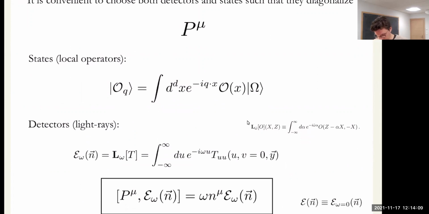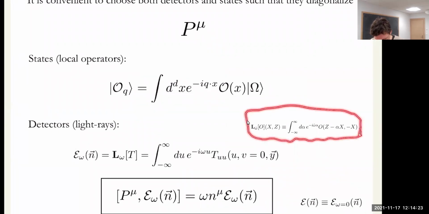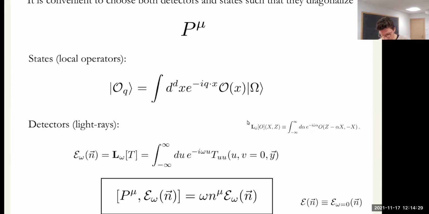And of course, if you set this omega to 0, you get back the usual calorimeter, which simply measures the total flux of energy. If you like embedding space, say in the language that Peter and David use in their papers, you take this light transform and you simply insert this phase here.